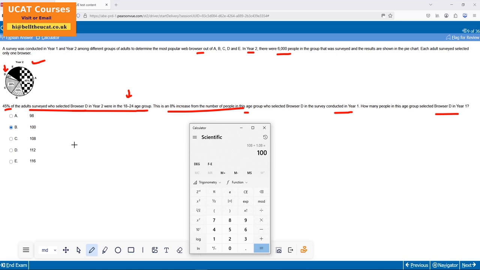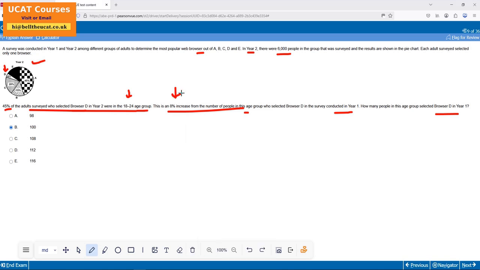Why did you do 1.08? By the way, 100 is our answer. There it is. Why do I divide by 1.08? There's a multiplier. So, way too many tricks and tips in this one. This is an 8% increase. An 8% increase means your multiplier is going to be 1.08. Right, summarizing the tips and the tricks in this question.